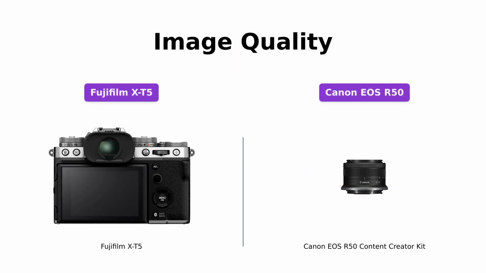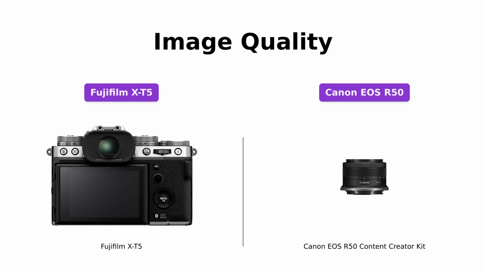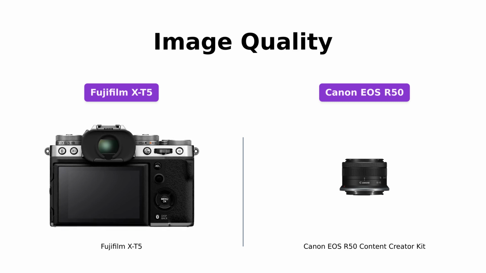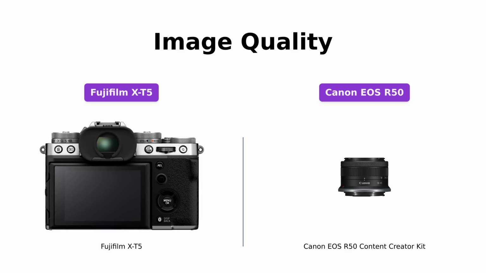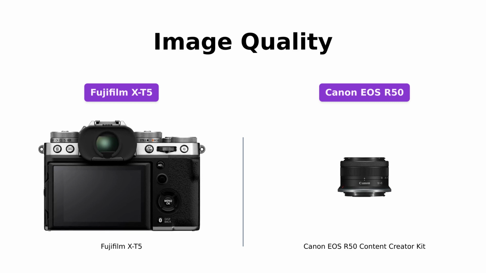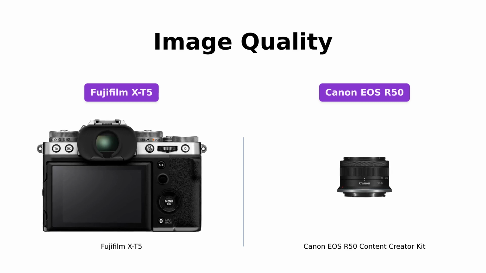Both cameras offer exceptional image quality, but the Fujifilm X-T5 takes it to another level with its class-leading 40.2-megapixel X-Trans 5 HR CMOS sensor. It captures stunning details and delivers outstanding results even at higher ISO ranges. On the other hand, the Canon EOS R50 Content Creator Kit boasts a 24.2-megapixel CMOS sensor, which produces excellent image quality for its compact size.